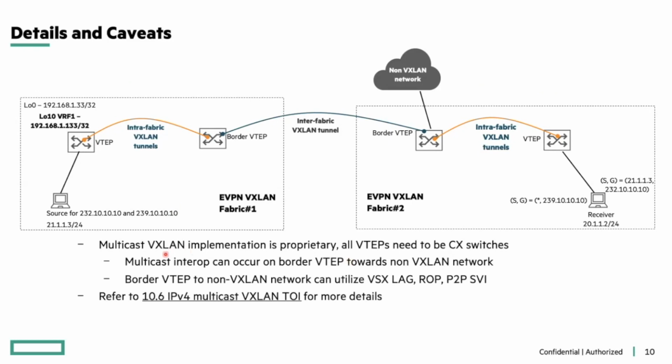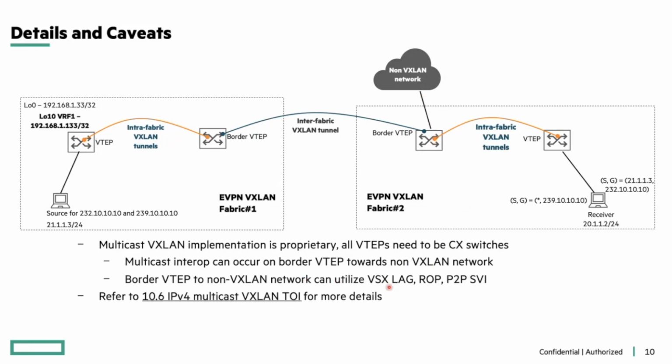Details and caveats. The CX multicast VXLAN implementation is proprietary, so all VTAPs need to be CX switches. You can do the interop on the border VTAP towards the non-VXLAN network. Here, you can just run normal PIM sparse mode, or SSM, etc.